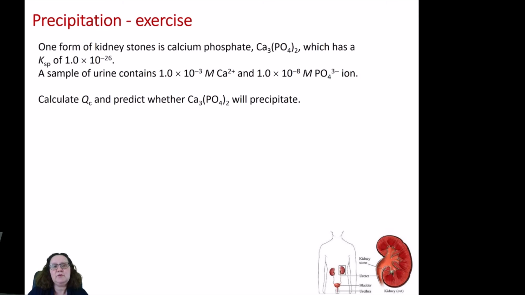So let's exemplify this way of looking at the solubility product constant, and whether substances will precipitate or not, with an example. Imagine you have a sample of urine which contains a certain amount of calcium 2+ and a certain amount of phosphate anion. Will calcium phosphate precipitate from that solution? You're given here the solubility product constant for the formation of calcium phosphate. Will precipitation of calcium phosphate occur in that sample of urine? Stop the video now, please.